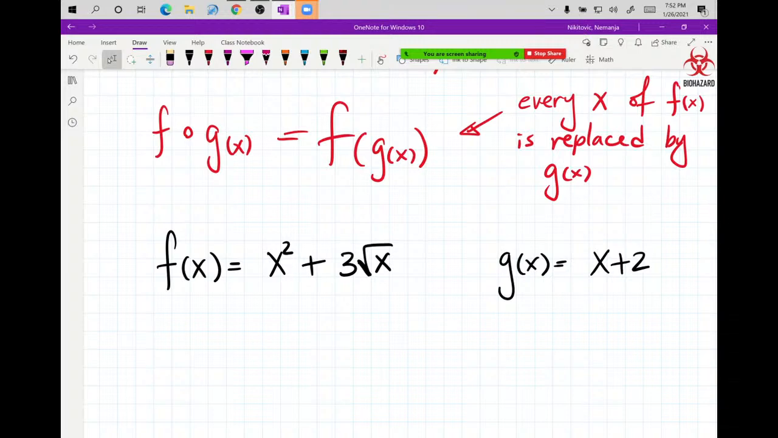Anyway, are we all cool with f of 4? Are we all cool with this?